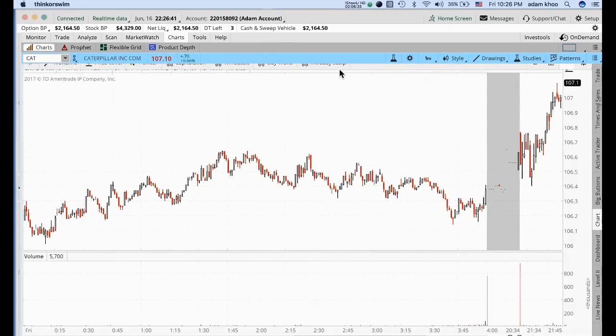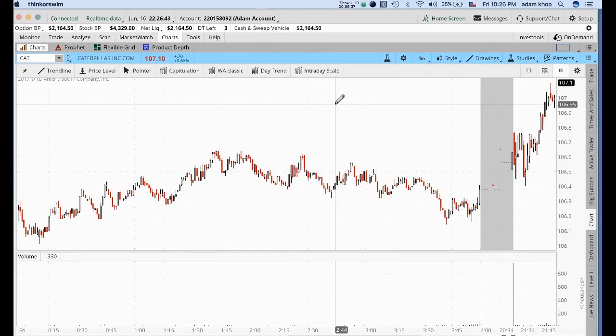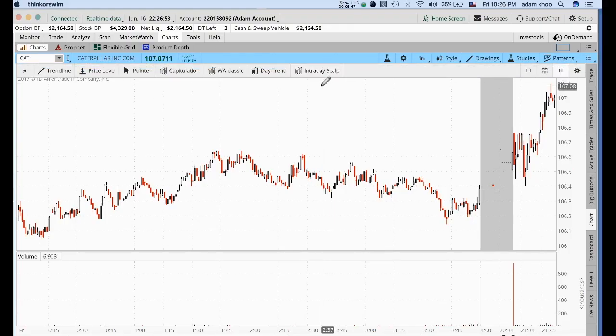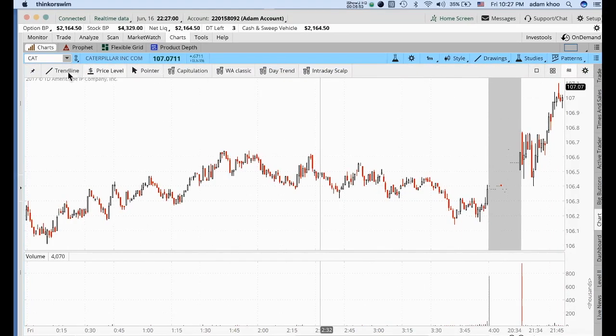Great. Now the other thing I can show you is how to create favorite hotkeys or hot buttons. Notice when I mouse near the blue bar, this pops out. Can you see this pops out? Trend line, price line, pointer, capitulation, WA classic, day trend. These are my favorite hot buttons.